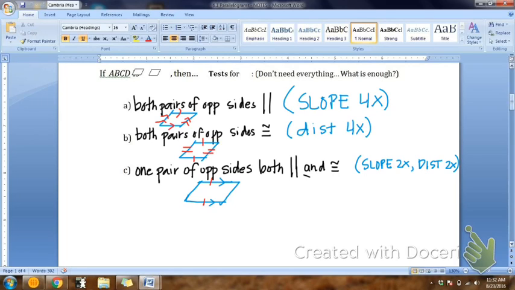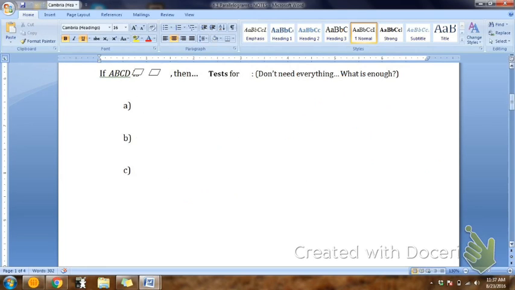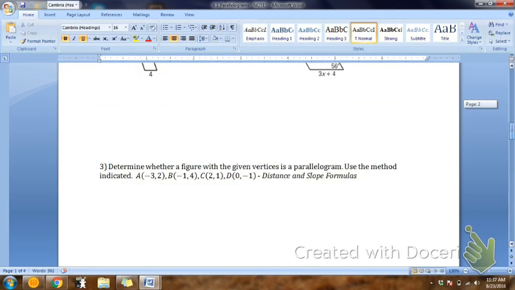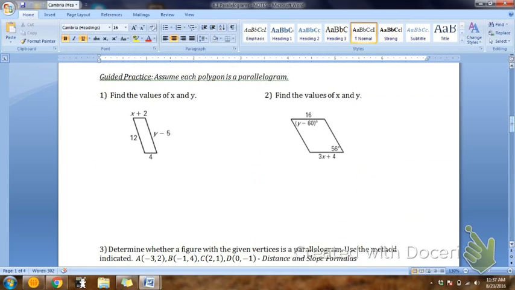Okay? So let's do a practice problem. I'm going to erase this. Everybody got it? Okay, let's look at practice problem number 1. It says, assume each polygon is already a parallelogram. So I am already assuming that these are a parallelogram. So if this is a parallelogram already, then I know that both pairs of opposite sides are congruent. I already know that to be true.